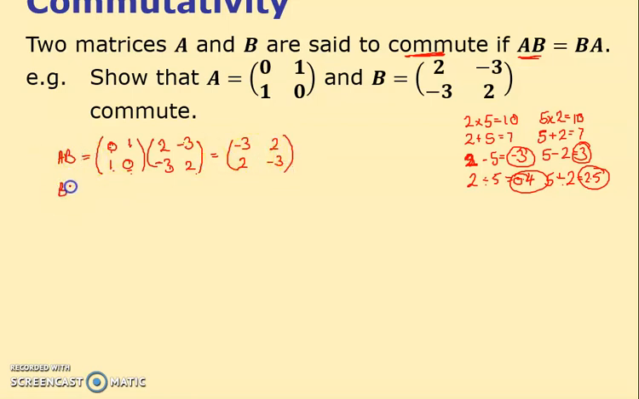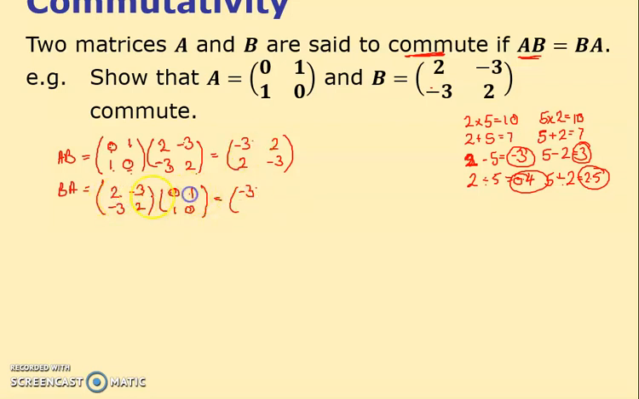Now we do BA just by putting them in the opposite order. I'm going to write the B first: 2, minus 3, minus 3, and 2. And I'm times in by A, which is 0, 1, 1, 0. So let's just do it. 2 times 0 is 0, minus 3 times that is minus 3. Oh, that's a good start. We've got the same start.